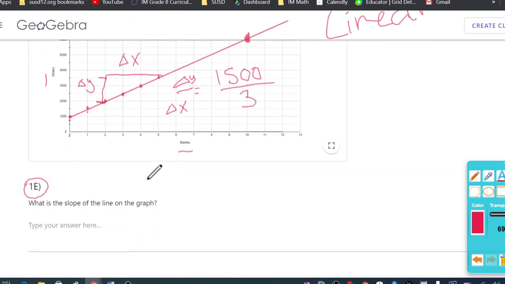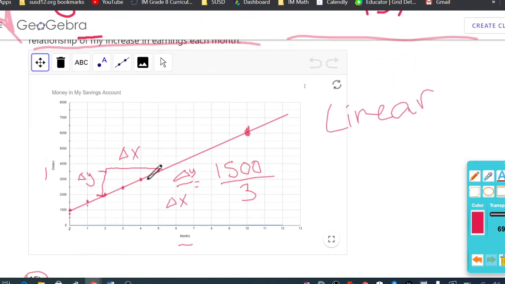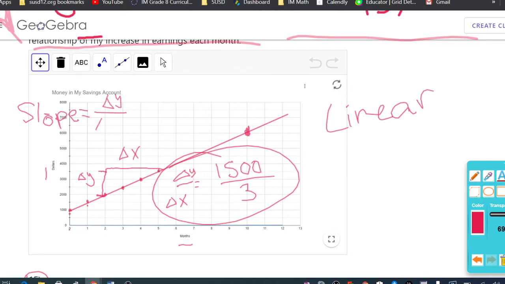Question 1E asks you, what is the slope of the line in the graph? Okay, do you remember how to calculate slope? Well, I did it here. Let me remind you. Slope equals the change in y divided by the change in x. I'll write that down, and you should be writing this down in your notes too. Slope equals the change in y divided by the change in x. You can also remember that as y2 minus y1 divided by x2 minus x1.